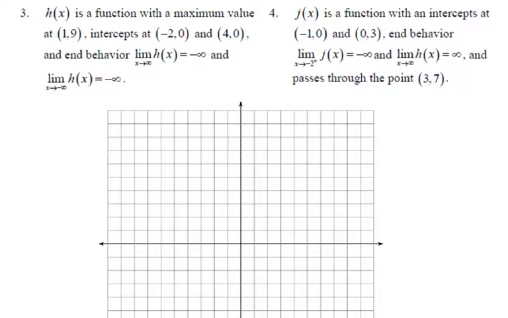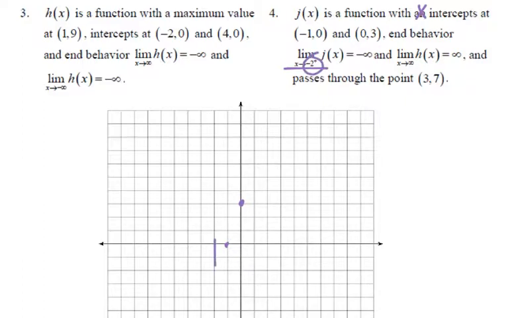Number 4, j of x is a function with intercepts at negative 1, 0, and 0, 3. So it's got x and y intercepts. The end behavior, as x approaches negative 2 from the right side, that's what this is. This is getting pretty crazy here.